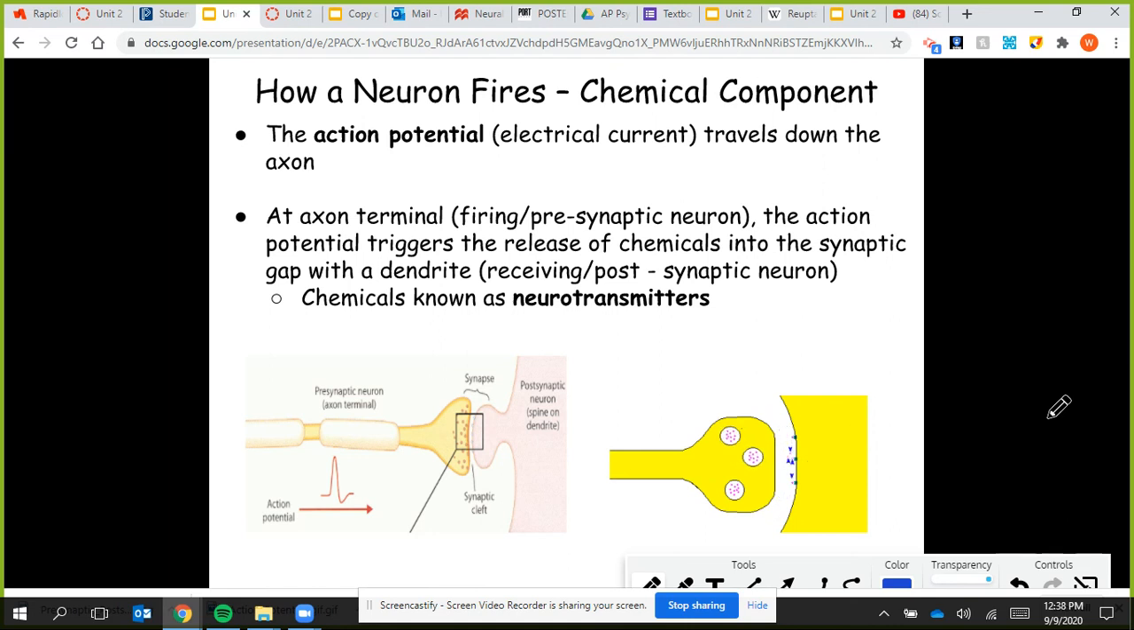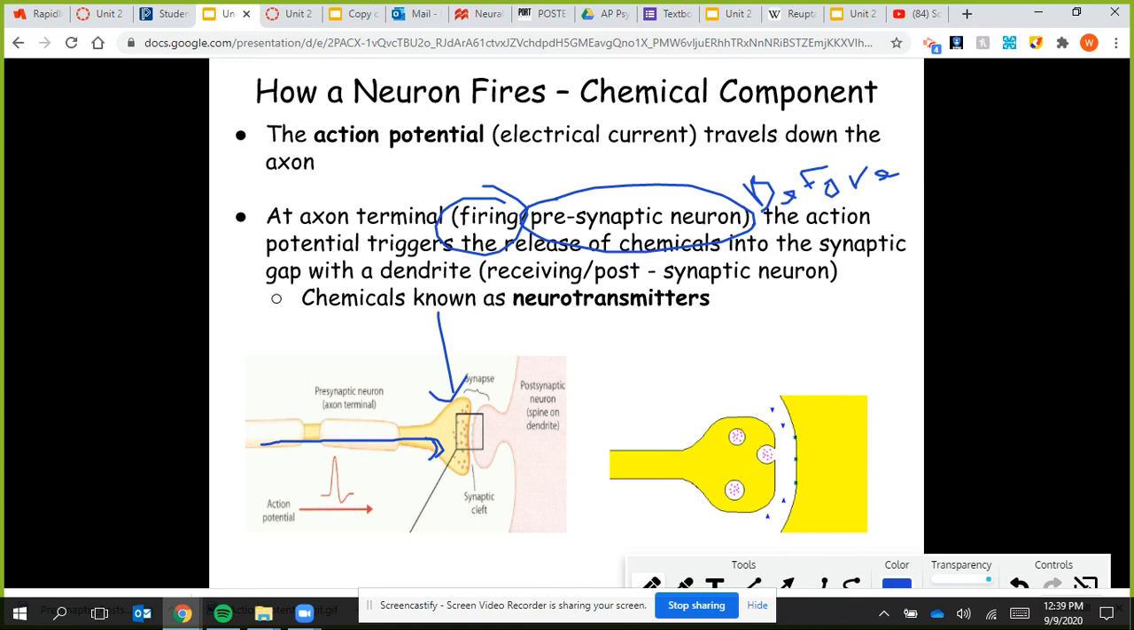Okay, so that electrical signal travels down the axon to the end of the axon, what is known as the axon terminal, or the terminal button, which is right here. The terminal button contains neurotransmitters. They're in these little sacs called vesicles, and that's where they're produced. So the electrical current travels down to the axon terminal. This is also called the firing neuron or the presynaptic neuron because it's before the synapse.